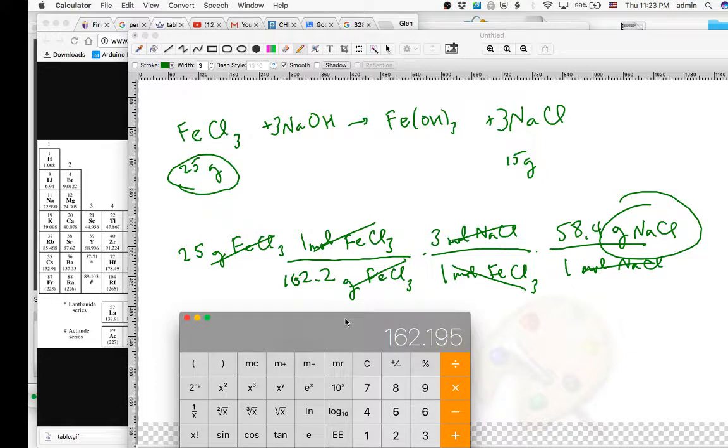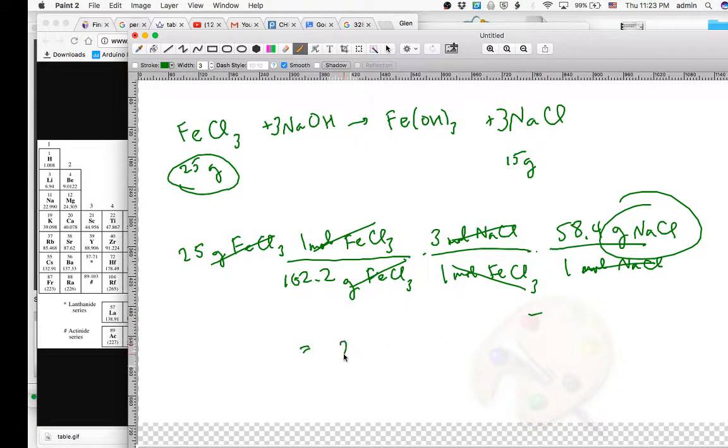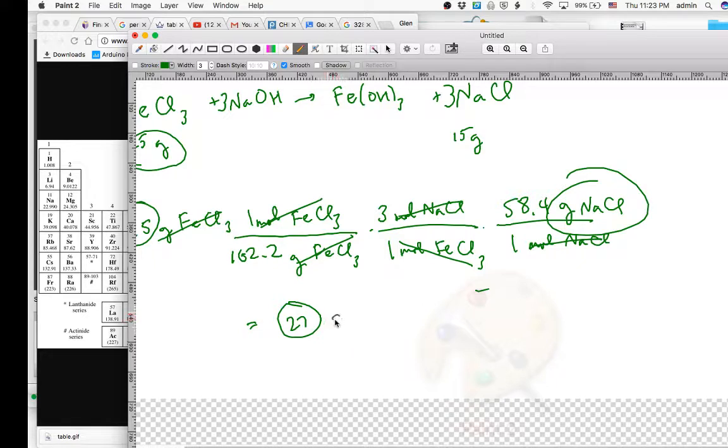So 25 times 3 times 58.4 divided by 162.2 is 27. But the answer is not 27. The answer is, oh, actually it is 27 because there are two significant figures here, two significant figures here. 27 grams of sodium chloride. That's the answer, folks. That's not the answer. The question is not asking for that. The question is asking for percent yield.